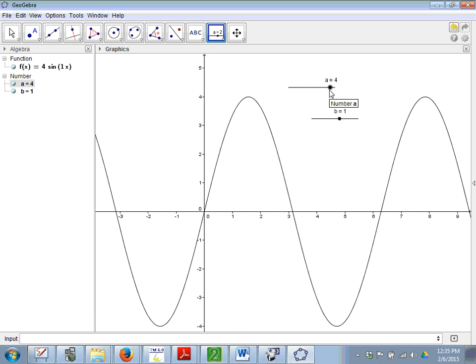Okay? Now look at how the equation changed. What's the value there? It's a 4. How high and how low is the graph going? 4 to negative 4. Okay? If the number in front changes, how does that affect the graph? It changes the amplitude. Now what if A is negative?